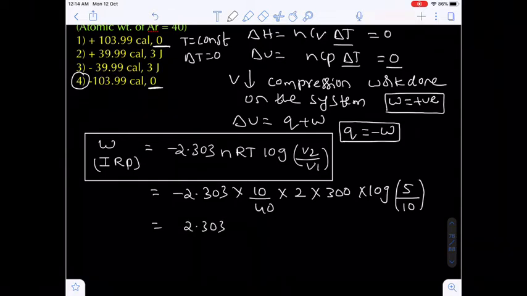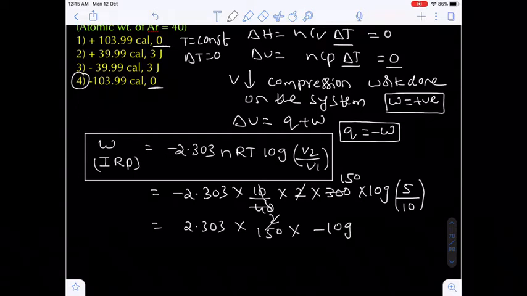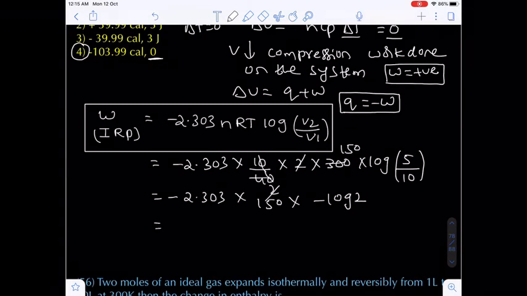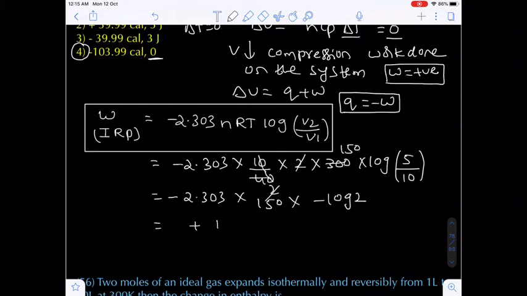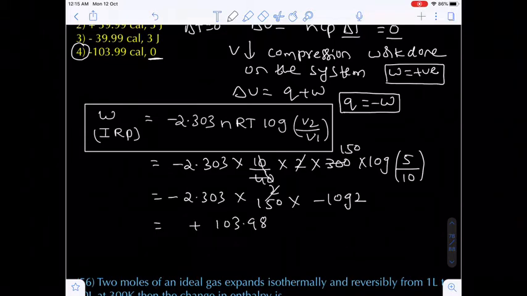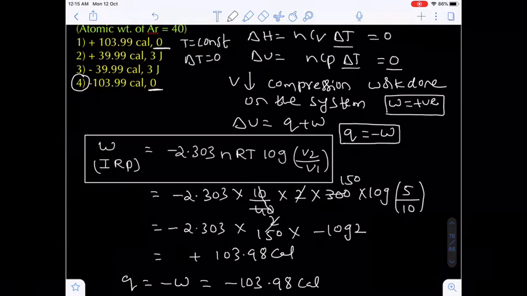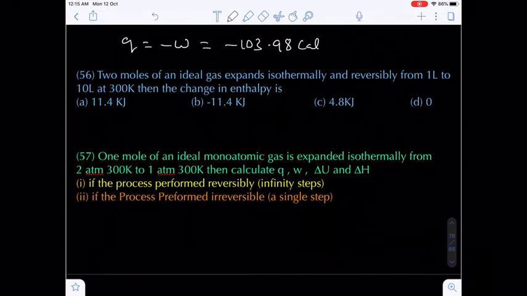So directly I am writing 2.303. Okay, 0 0 gets cancelled, 2 1s are 2, 2 2s are gets cancelled, 2 1s are 2, 150s are. So here I am writing 150 into minus log of 2. Okay, minus of minus you will get plus. So overall the W value will be equal to 103.98 calories. But the Q value, which is nothing but minus W, so minus 103.98 calories will be the heat exchange. So that will be the fourth option. Are you getting my point?